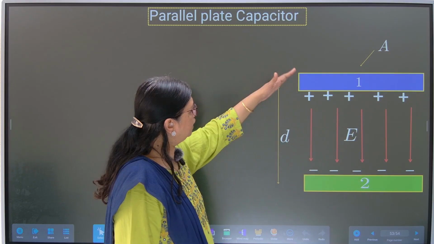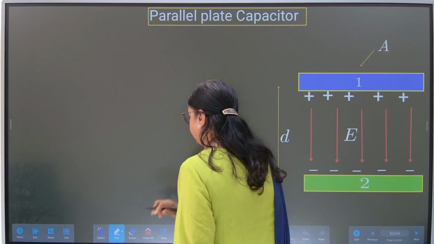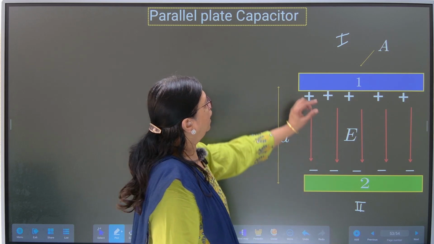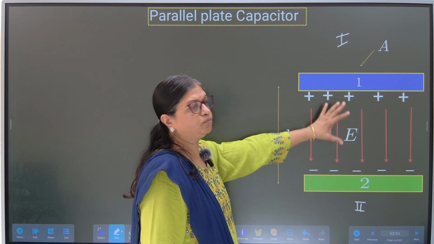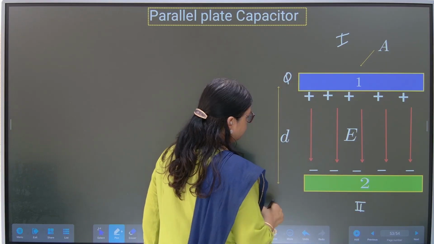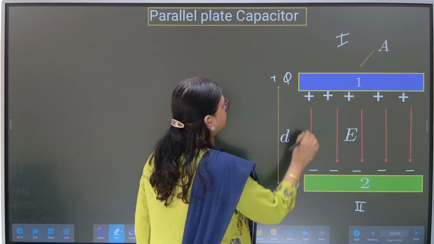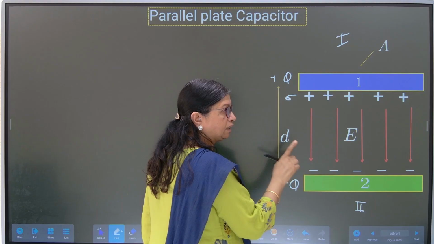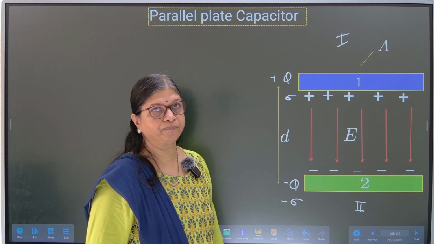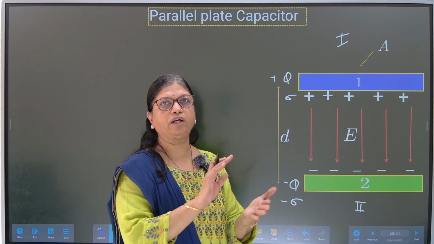Followed? Now here we have considered a region 1, a region 2, and a region 3 which is between the two plates. Let us say here the charge is plus Q, and the charge on this plate is minus Q. The surface charge density on this plate is sigma, and on this plate is negative sigma. A is the area and d is the distance between the two plates.